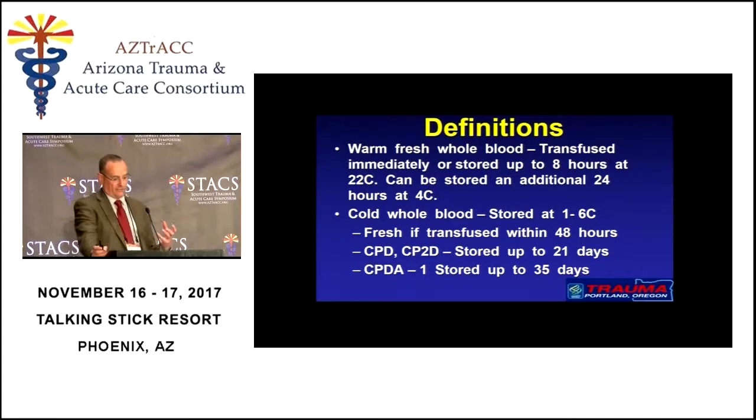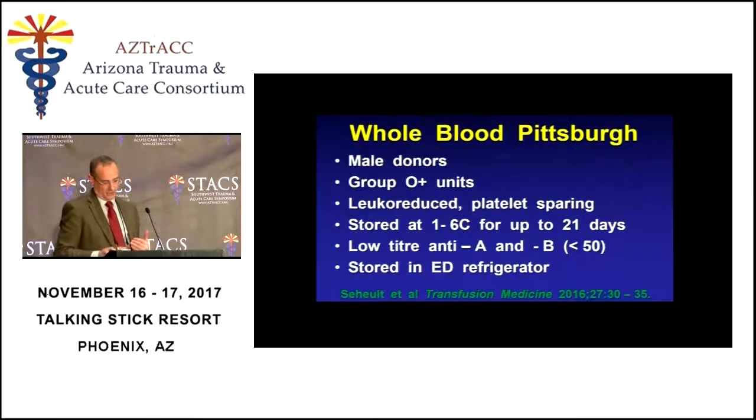Now, the definition for warm fresh whole blood is transfused immediately or stored up to 8 hours at 22 degrees Celsius. It can be stored an additional 24 hours at 4 degrees Celsius. What we are having in the United States is cold stored liquid whole blood, which is stored at 1 to 6 degrees Celsius. It's fresh if it's transfused within 48 hours. Depending on what it's stored in, it can be stored up to either 21 days or 35 days. Maximum storage time.